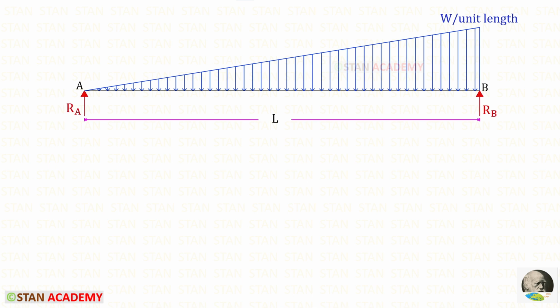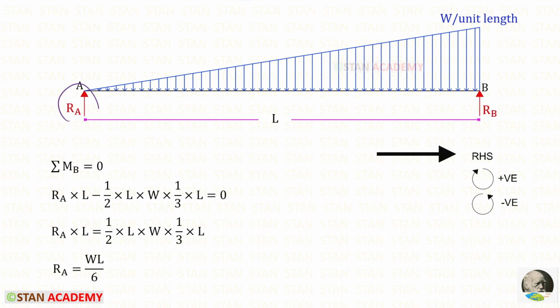Hello everyone. Today we are going to analyze this simply supported beam. In this beam we have uniformly varying load. It varies from 0 in the left end to W in the right end. To find RA, let us take a moment about B.